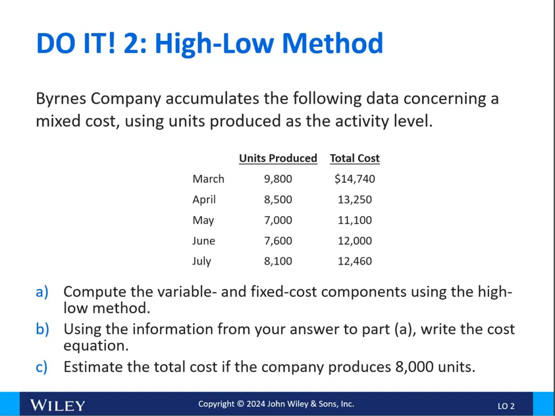So we have another example here that we can work through. The company accumulates the following data concerning mixed cost using units produced as the activity level. So we have 5 months of data, number of units produced each month, total cost each month. We're going to compute the variable and fixed cost components using the high-low method. Then using that information, we're going to write the cost equation, and then we'll estimate the total cost if the company produces 8,000 units.